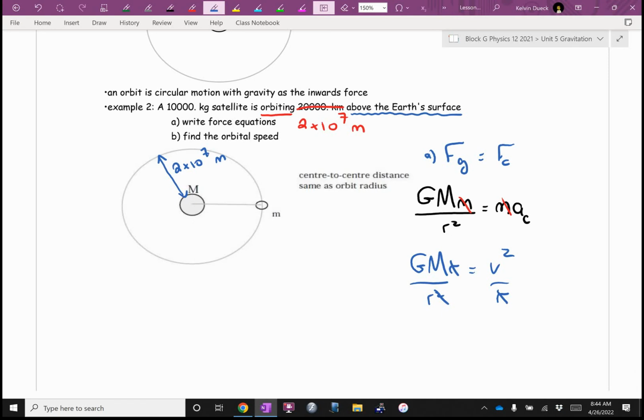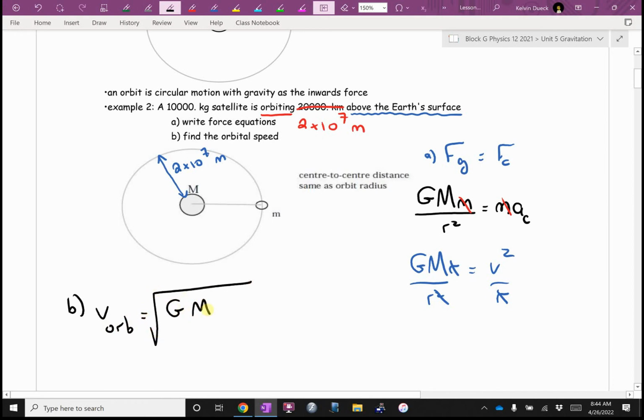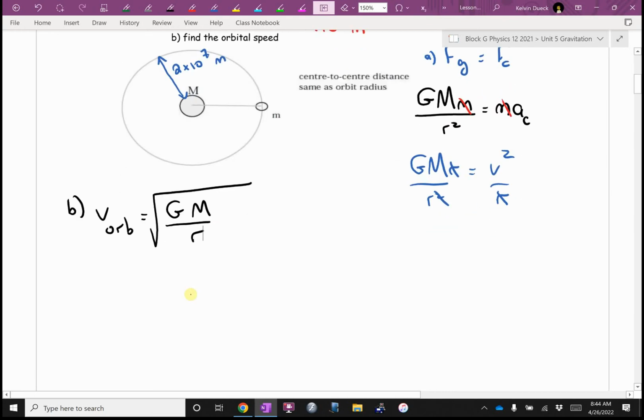What did B want me to find? Well, I've got the V squared by itself. I guess V orb, orbital speed, is equal to the square root of big G, big M over R. Some kids memorize that. I don't bother. I derive it. How? Gravity is what's pulling me in a circle. I start there. I start with this line, and I can derive whatever I need to.